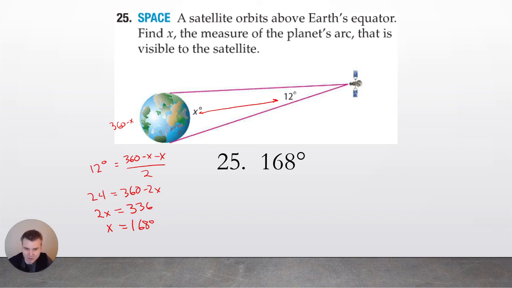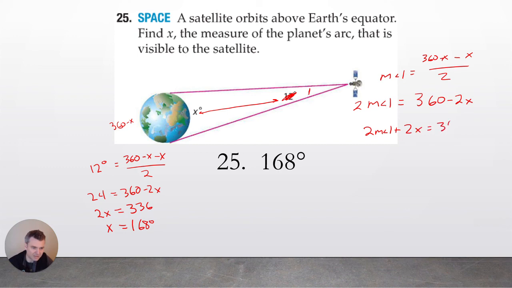And I can do a quick proof on why. Instead of calling this 12 degrees, let's call this angle 1. So I know the measure of angle 1 is always going to be 360 minus x, which is the arc you can't see, minus x, which is the arc you can see, divided by 2. So I know that 2 times the measure of angle 1 is going to equal 360 minus 2x. I'm going to bring my 2x over here. 2 times the measure of angle 1 plus 2x equals 360. Divide both sides by 2, and I get the measure of angle 1 plus x will always equal 180 degrees. They will always be supplementary to each other.